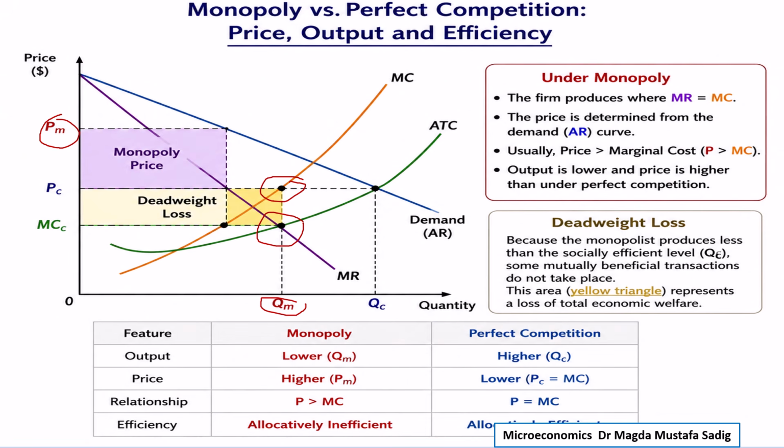So this is the average total cost. This is the marginal cost. The marginal cost is less than the monopoly price, and the competitive price should be here, PC. So this gives us the monopoly quantity. From this quantity we move upward to the demand curve, as I told you before, up to here.